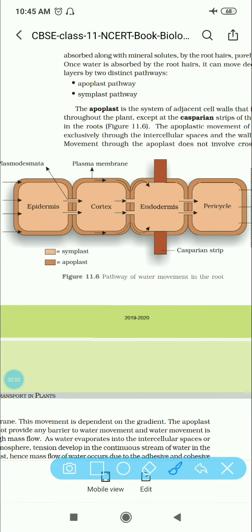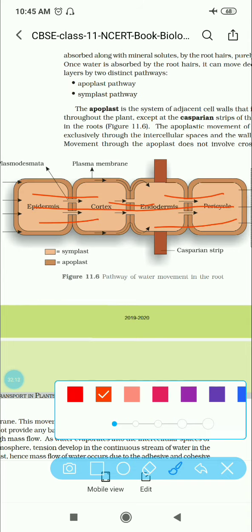Once again I am explaining, and then I'll end the lecture, that symplast movement will be through this route inside the cell, this red line I am showing, whereas apoplast movement will be through the cell wall part, as you can see the blue line. It will occur till the Casparian strips are encountered.